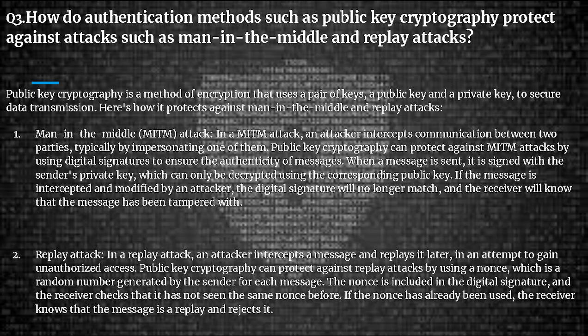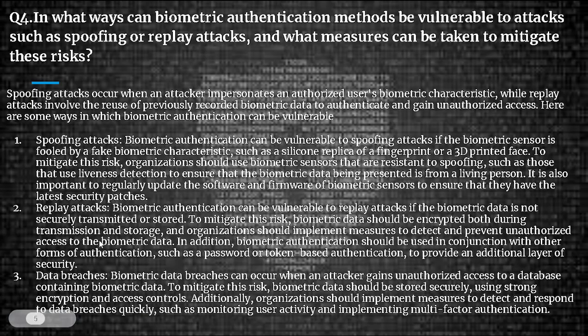Now, for the replay attack, an attacker intercepts a message and replays it later in an attempt to gain unauthorized access. Public key cryptography can protect against replay attacks by using a nonce, which is a random number generated by the sender for each message. The nonce is included in the digital signature, and the receiver checks that it has not seen the same nonce before. If the nonce has already been used, the receiver knows that the message is a replay and rejects it.